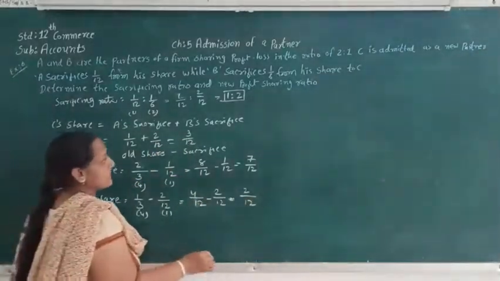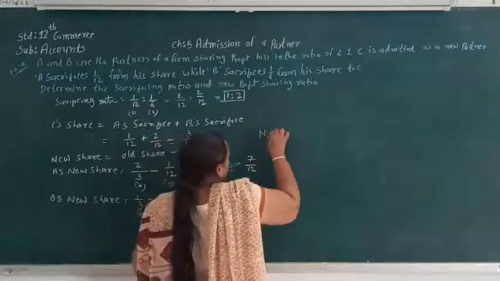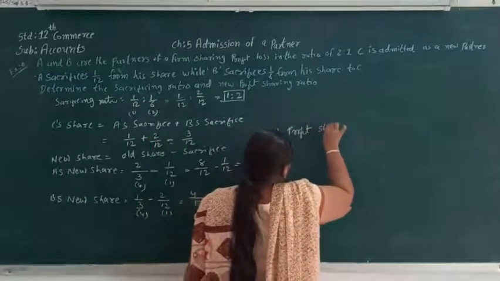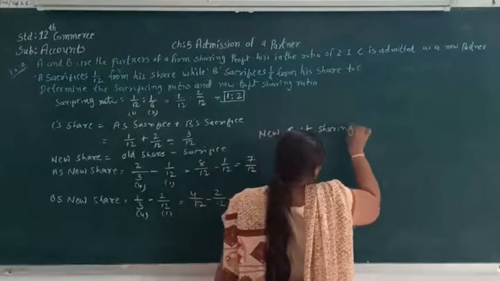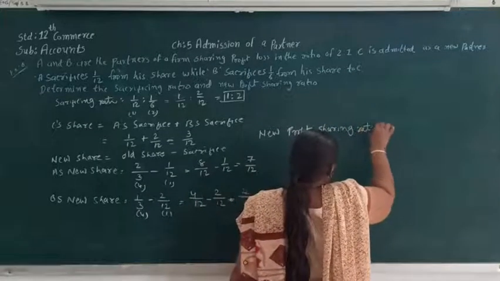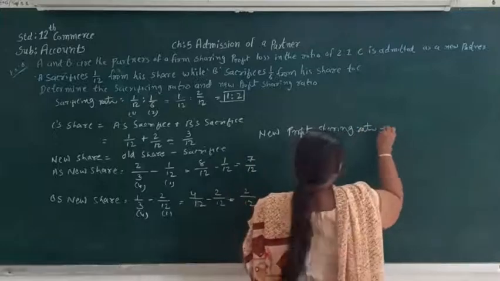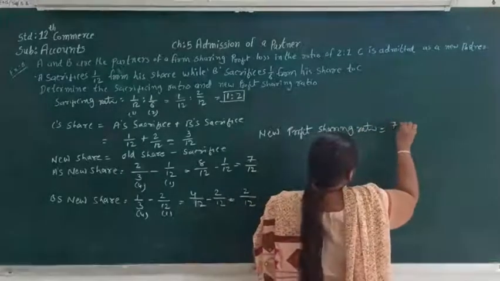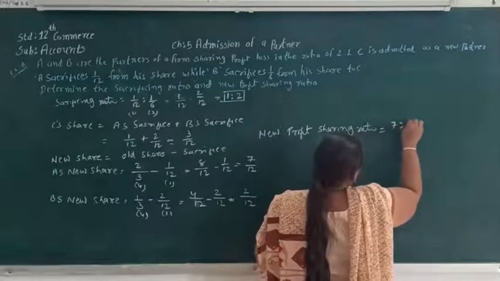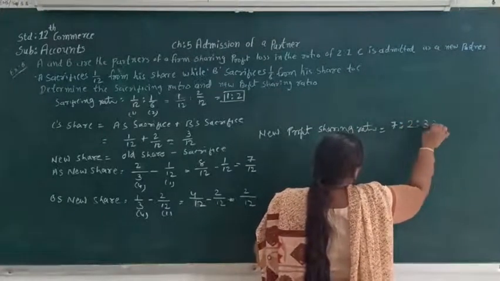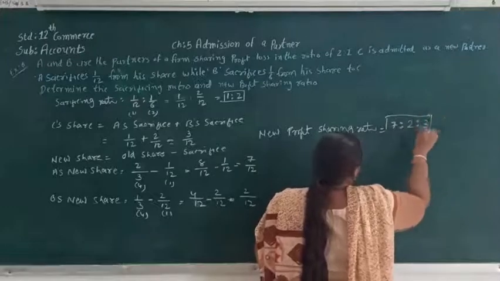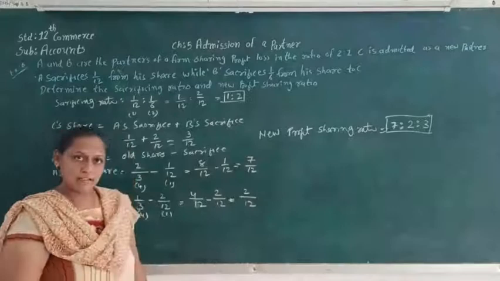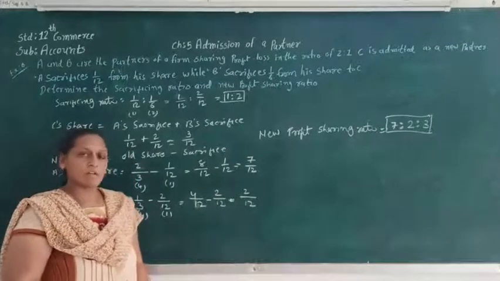So the new profit sharing ratio is equal to 7 is to 2 is to 3. So this is the new profit sharing ratio and this is the sacrificing ratio. You may note this down in your notebook.